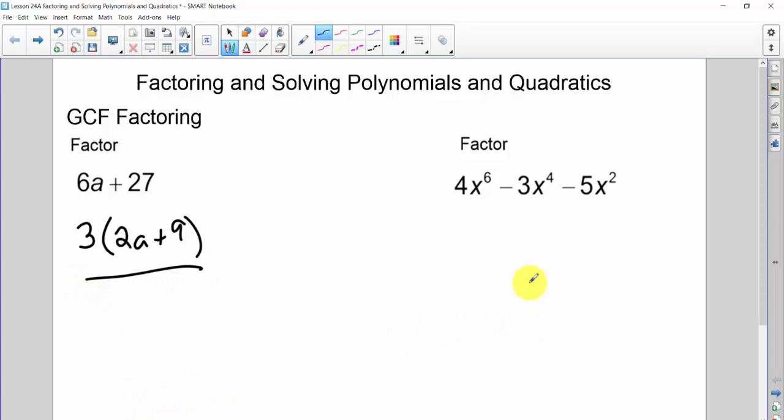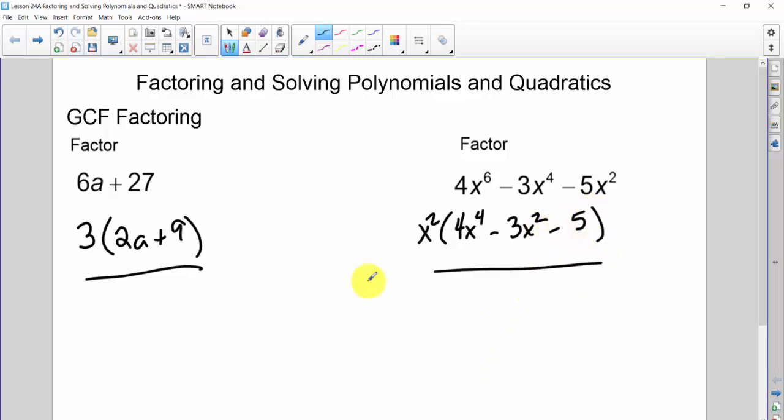In the second, you'll see we've got 3 terms now, but what we're again looking to do is see if there are any common factors, numbers or variables, that go into every single item. So I see that in 3, 4, and 5, there is nothing in common in terms of factors, but I have these x values, and there's an x squared in each of these. So I factor out an x squared, leaving me with 4x to the fourth minus 3x squared minus 5, and I'm done. And that's my factored term.